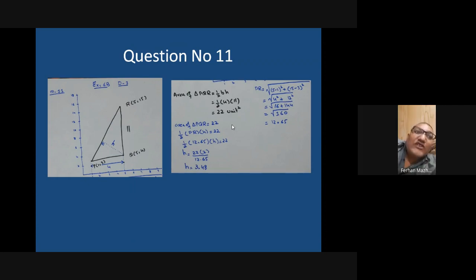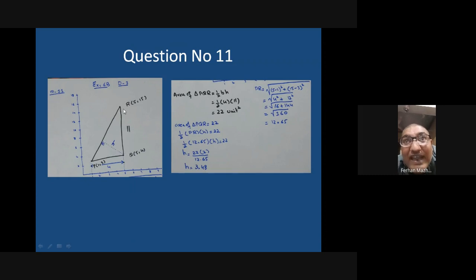So first of all, I need to find the PR. I know the coordinates of P, I know the coordinates of R. I will apply the distance formula, and you can see I have applied that distance formula in blue color writing on the right side. You can see we found the length of the PR, that is 12.65. So I will take PR as the base. Its length is 12.65. Then from Q, the perpendicular here will be the height of the triangle.